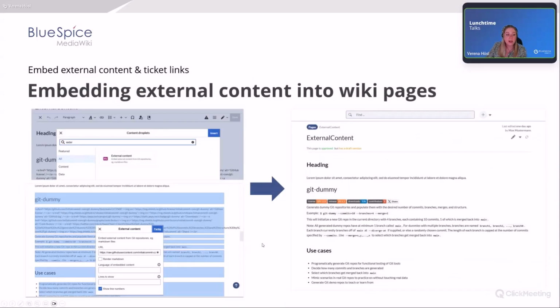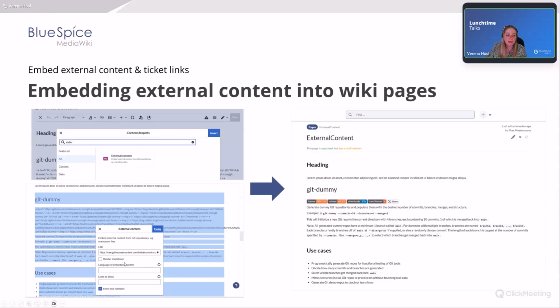I also added some screenshots here. So for embedding external content, we also introduced a new content droplet, which is called external content and can be used for embedding the content from Git repositories, for example, Markdown files. This one is pretty simple.